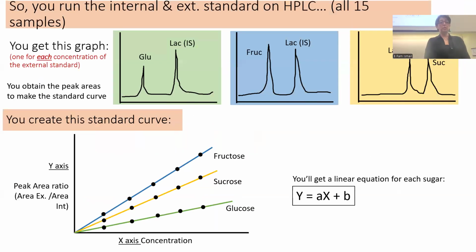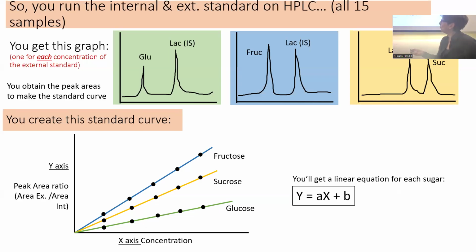Okay, then what? For every standard, you're going to have a lactose peak, and it has the same area because it's the same concentration. So in every standard, at every concentration, you're going to have a lactose peak. So what you're going to do is get the ratio of the area of glucose to lactose, fructose to lactose, and sucrose to lactose at every concentration. So every dot here is the ratio of one sugar to the internal standard.